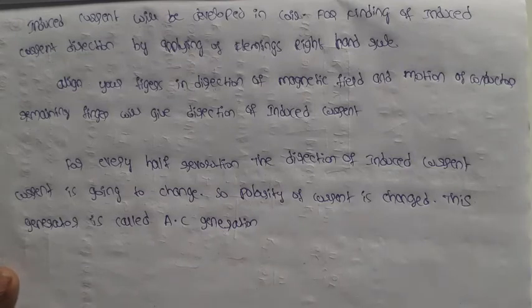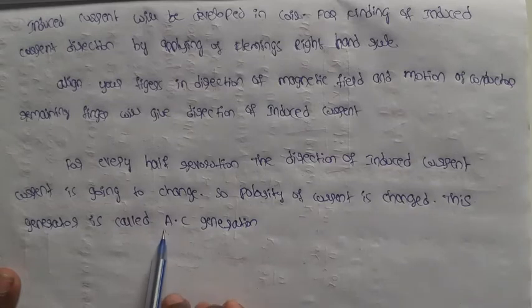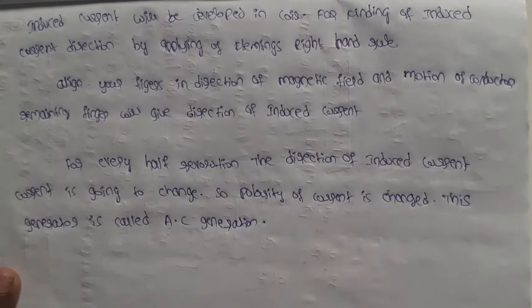Alternative means half of the cycle it gives one polarity, remaining half of the cycle it gives different polarity. So every half revolution the polarity of the current is going to change. That's why we called this the AC generator. This type of generator we called the AC generator.